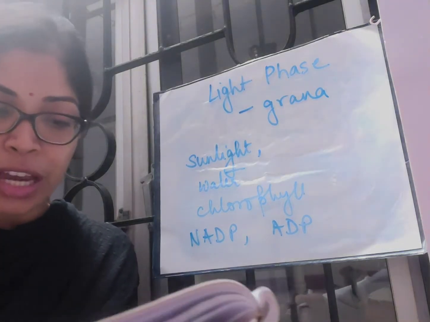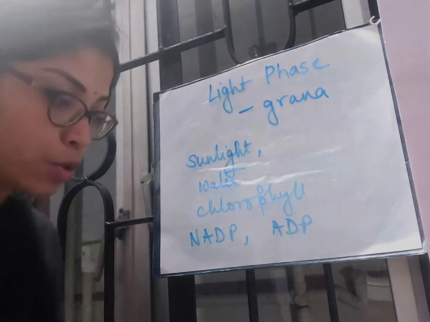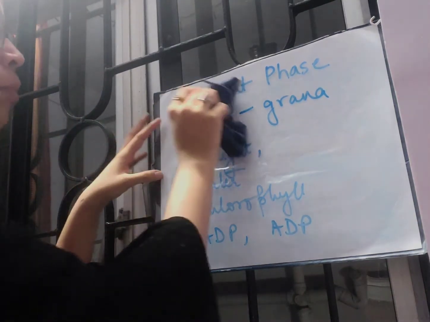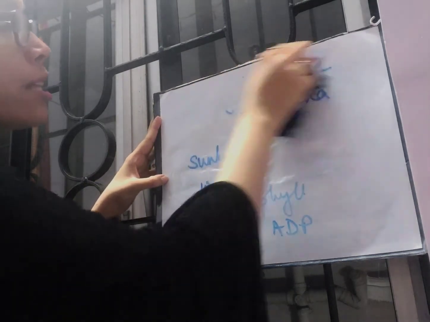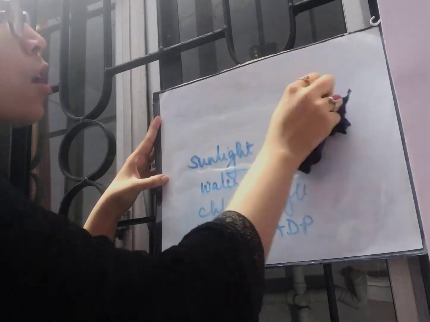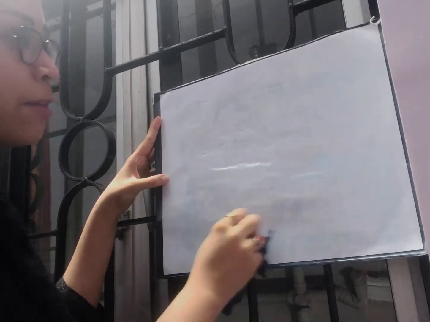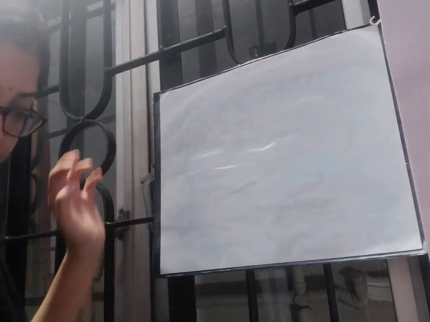So the light reaction involves the following events. So I will now talk about the events of the light reaction. So let me rub this and then I will write the events of the light phase of photosynthesis one by one, and I will describe each phase. Okay.